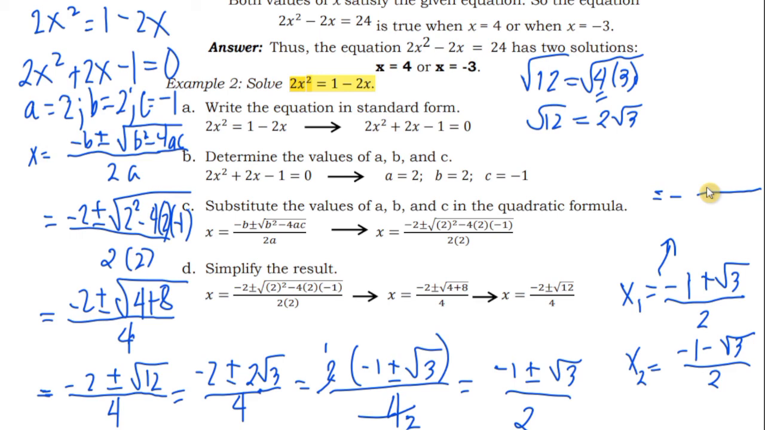Okay? So that's it. As I said, you can see now that the given value is really correct, because the solution of x is equal to negative 1 plus square root of 3 all over 2, and the other one is negative 1 minus square root of 3 all over 2, using the quadratic formula.